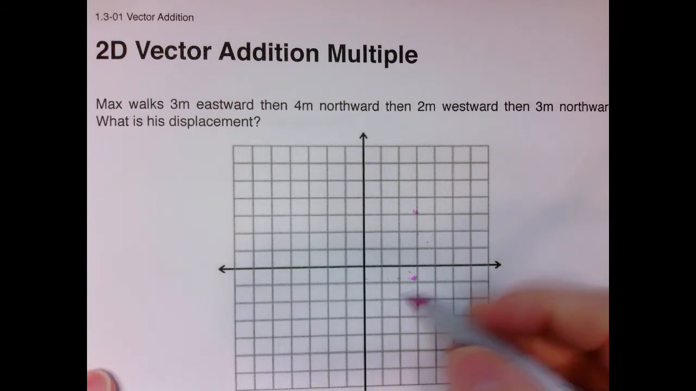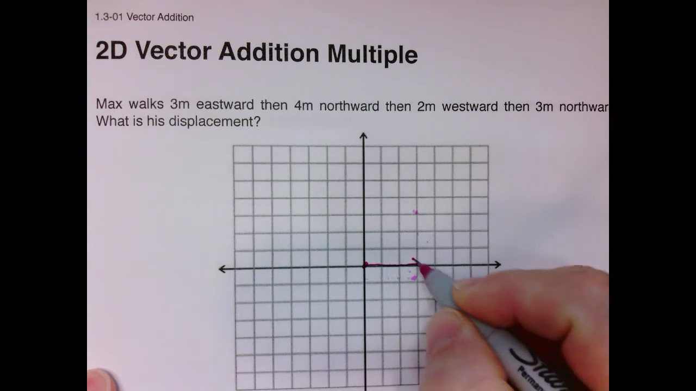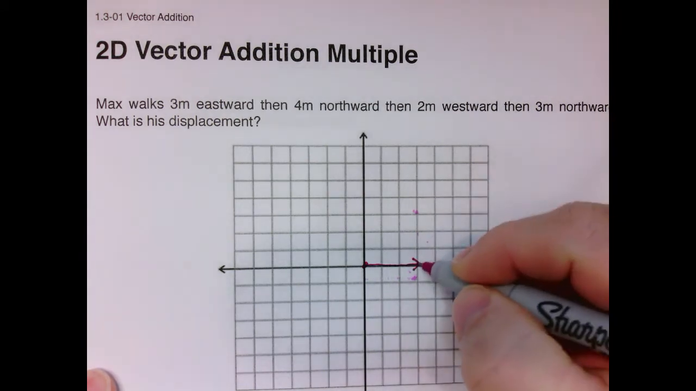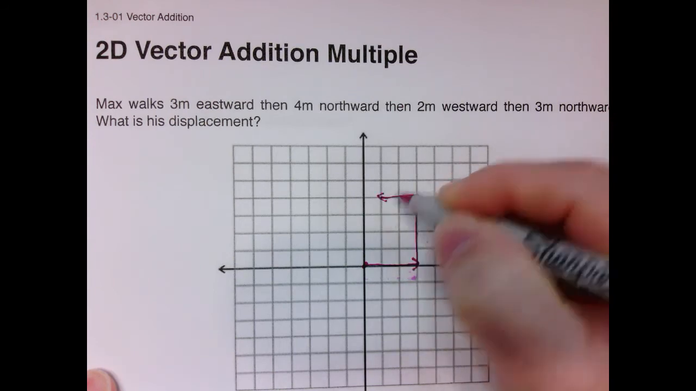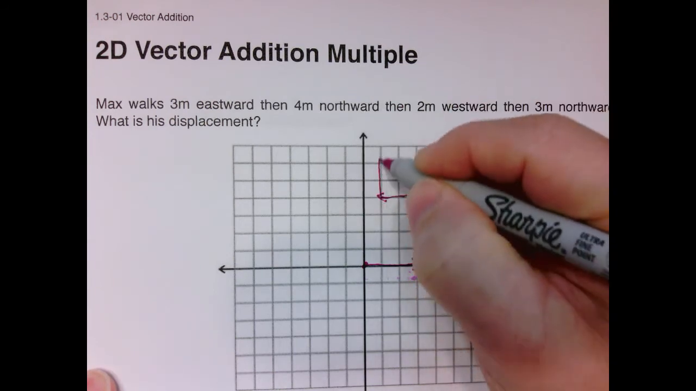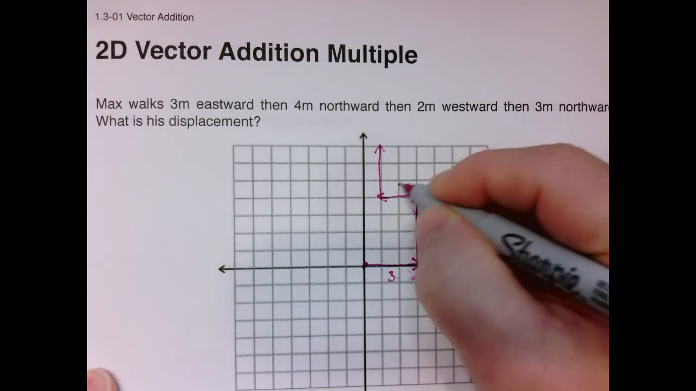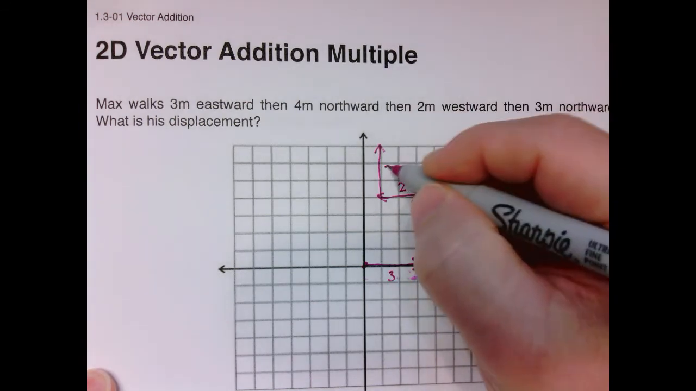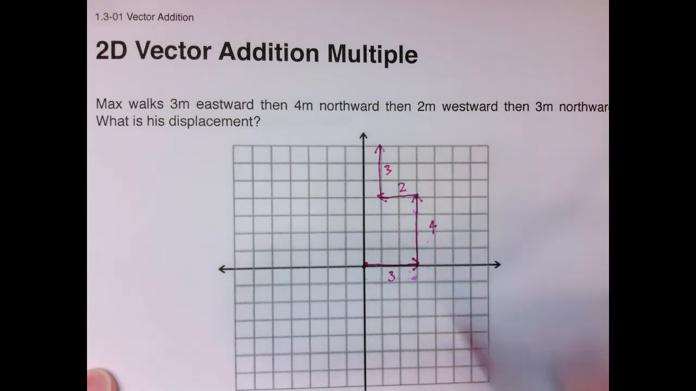So we have Max. We'll have him start in the same place this time. He goes 3 meters eastward, then 4 meters northward, then 2 meters westward, then 3 meters northward. So we have a 3, a 4, a 2, and a 3. Of course, this one is a negative 2 because of the direction of it.